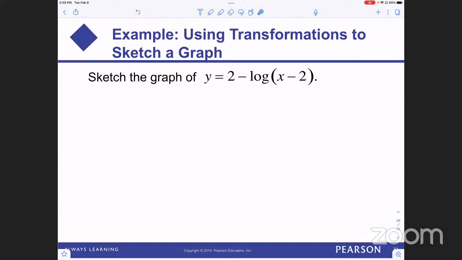So sketch the graph. So this one, I'm just going to list out the transformations. We're still starting with the general shape of a log, right? And I'll just do a quick sketch. So here's your x and y plane. And general shape of a log is like that.